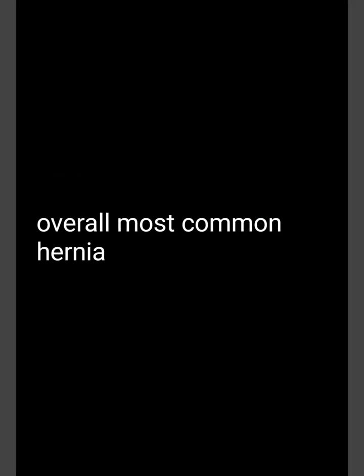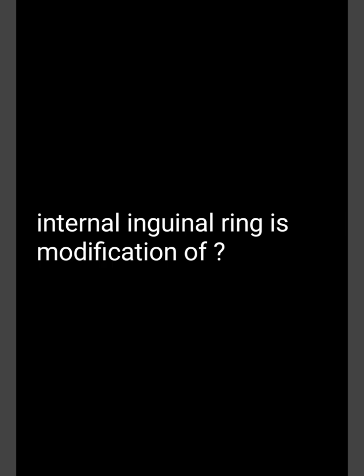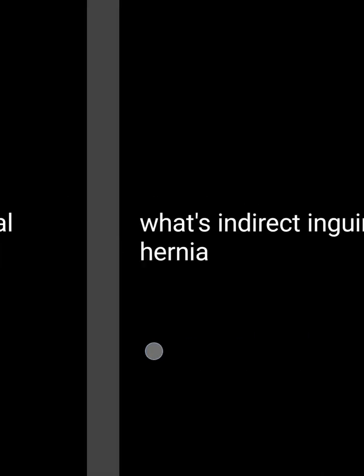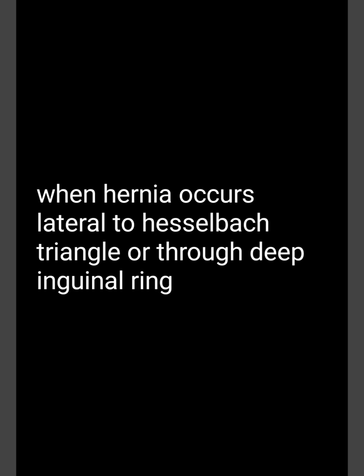Overall most common hernia: inguinal hernia. It is the most common hernia in both males and females. Indirect inguinal hernia: the internal inguinal ring is a modification of the fascia transversalis. The external inguinal ring is a modification of the external oblique aponeurosis. What's a direct inguinal hernia? When the hernia occurs through Hesselbach's triangle. What's an indirect inguinal hernia? When the hernia occurs lateral to Hesselbach's triangle or through the deep inguinal ring.